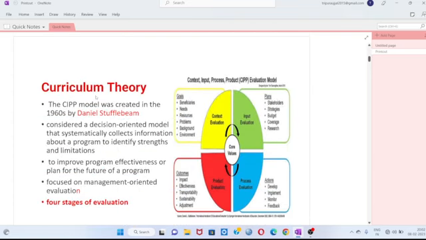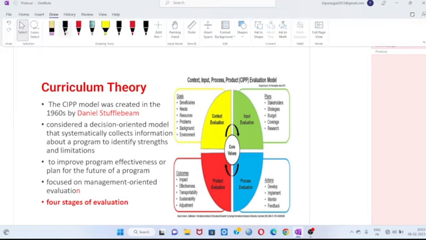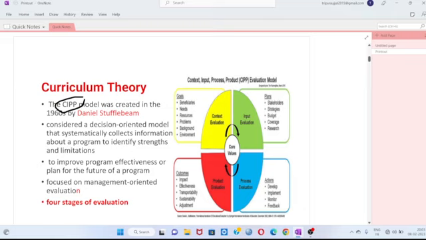At school level, we study the syllabus, and we participate in sports and games. This all comes under curriculum. So, in curriculum theory, the first theory is the CIPP theory. The CIPP model was created in the 1960s by Daniel Stufflebeam.